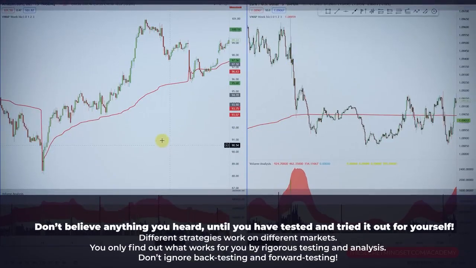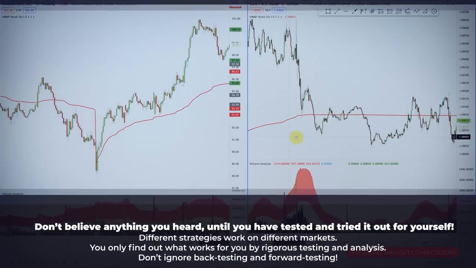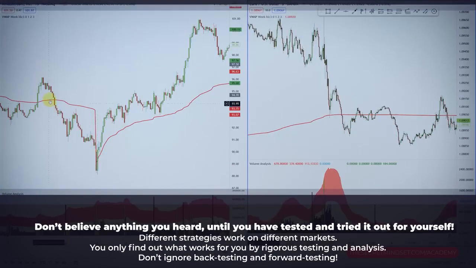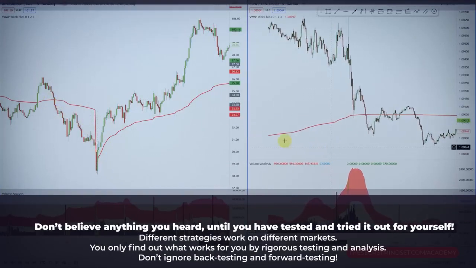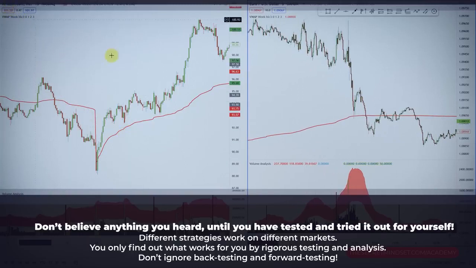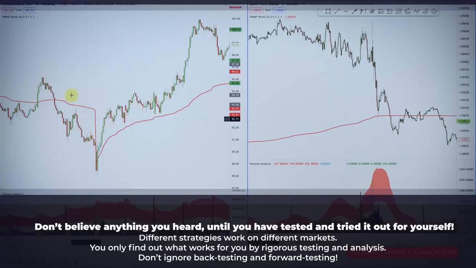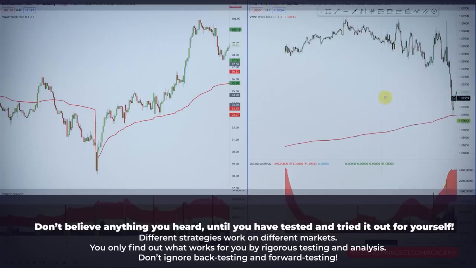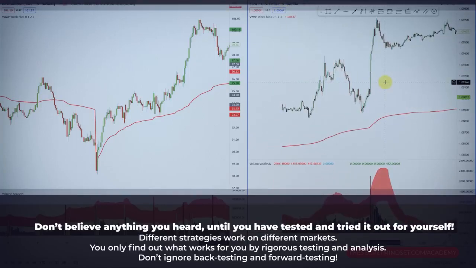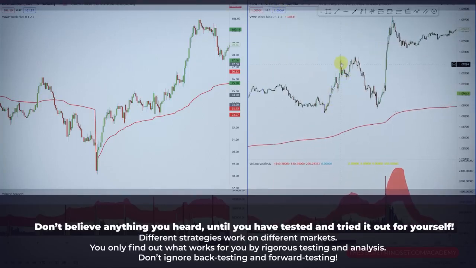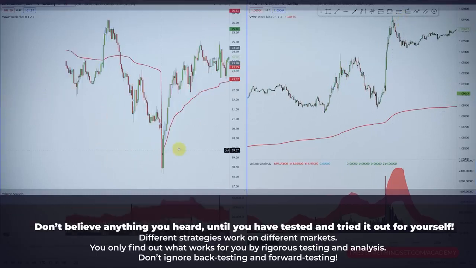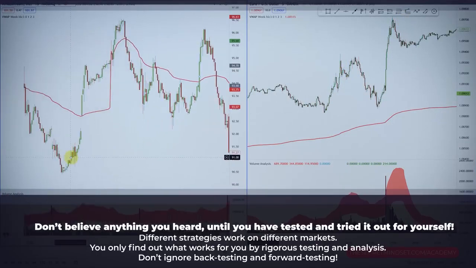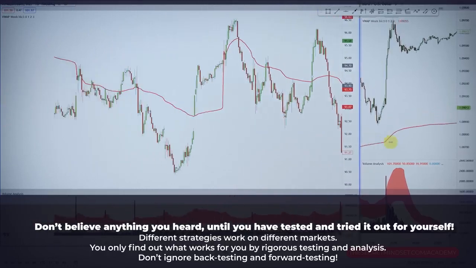This is one of the most important tips. Don't believe anything you heard until you have tested and tried it out for yourself. What used to work 2 years ago on the Forex market may not work today on the stock market. A strategy I use on the 15-minute time frame on Amazon may not work for you on a 5-minute chart of EUR/USD. That's a common mistake among day traders. They don't understand that different strategies work on different markets. You only find out what works for you by rigorous testing and analysis.